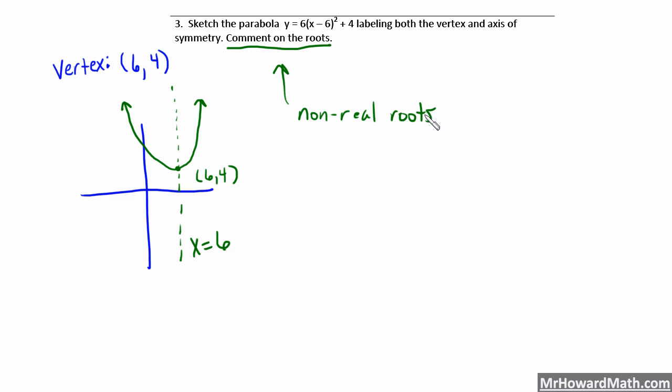Okay, we could find the roots using imaginary numbers, but we're not asked to do that, so we're not going to. So non-real roots, and we have the vertex labeled like it asked us, and we have the axis of symmetry labeled like it asked us to. All right, so that'll do it for part 1, and I'll do the others starting in part 2. See you in the next video.